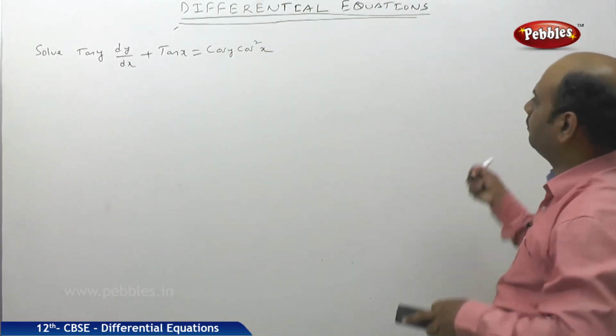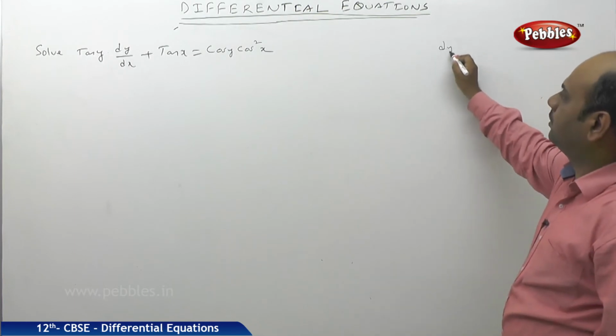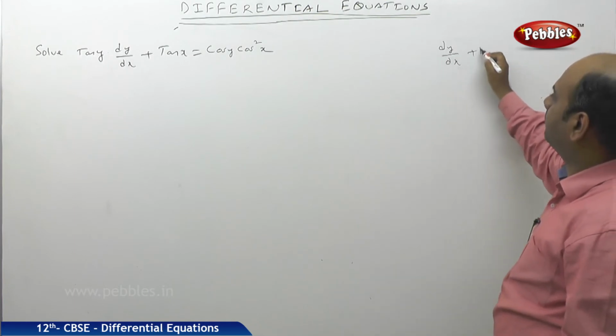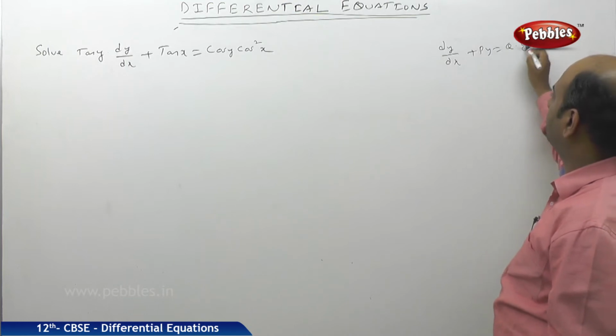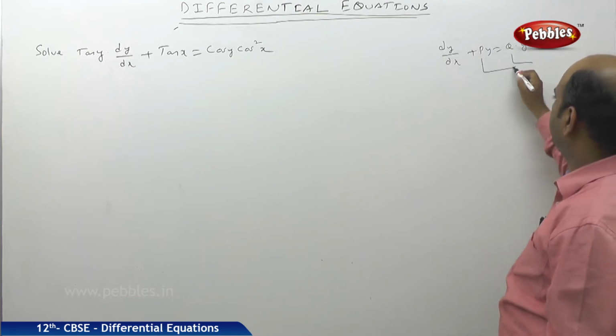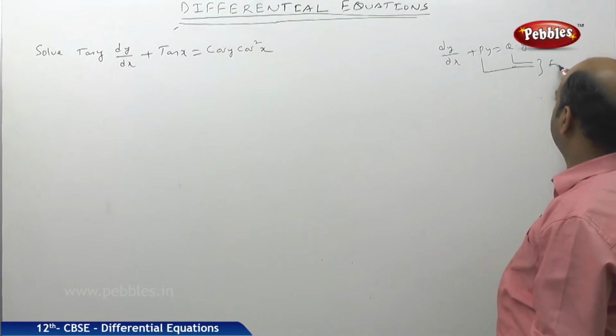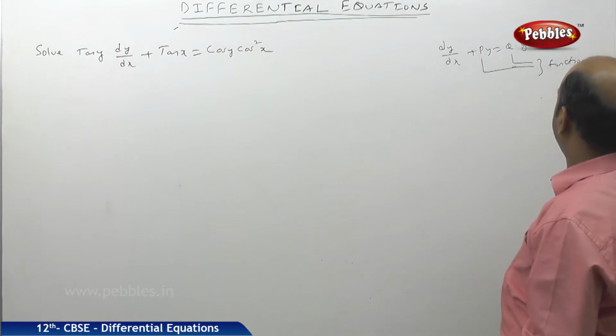And once again I am reading, what do you mean by Bernoulli's equation? dy by dx plus py is equal to q into y power n, where p and q are functions of x.